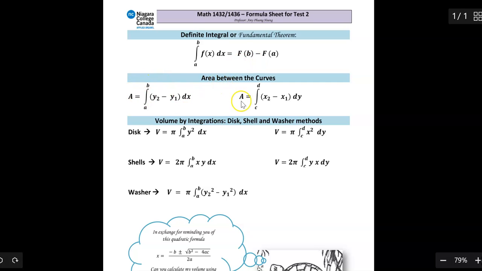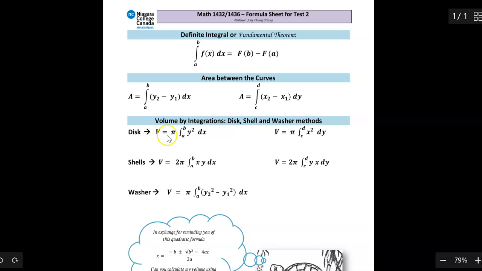This is to find the area between the two curves, and we reviewed this already. And down here, we have the volume by integration. We have to find the volume of the solid, and we are going to learn the disc method, shell method, and washer method. So we learn all of these methods. There are formulas that we have to follow. So you have to know which formula to choose among these 5 formulas that I put here for everyone.